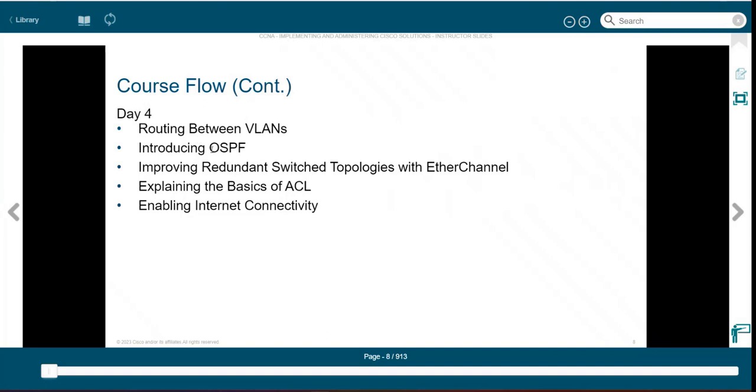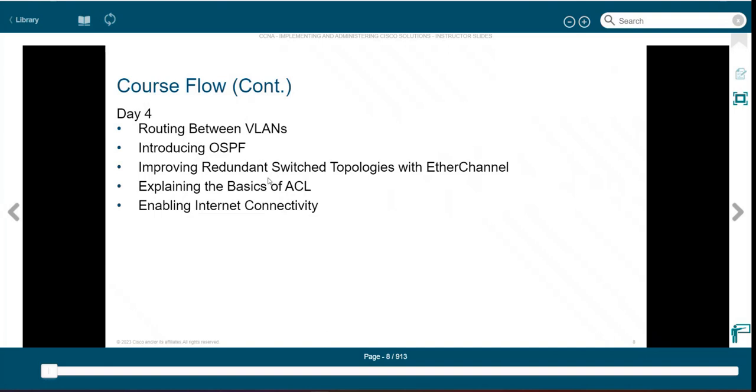Then we have improving redundant switch topology. So here we discuss more advanced switching for redundancy with EtherChannel. So how we can combine the multiple links between the switches and make it a redundant topology. And we discuss its advantages and different ways to configure EtherChannel.